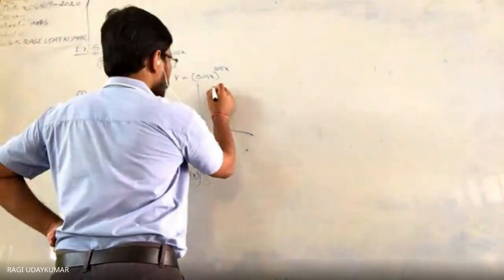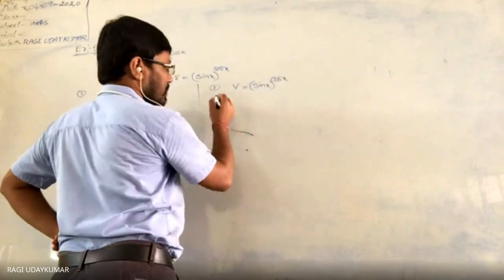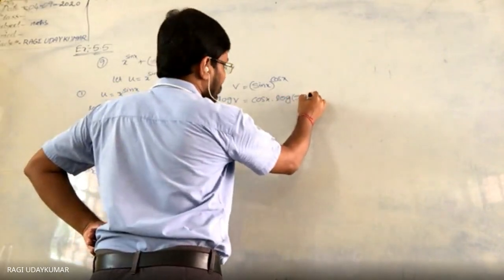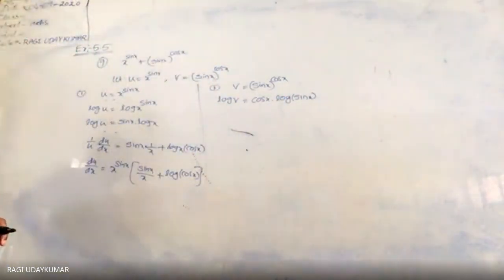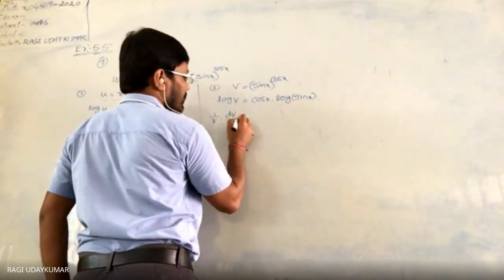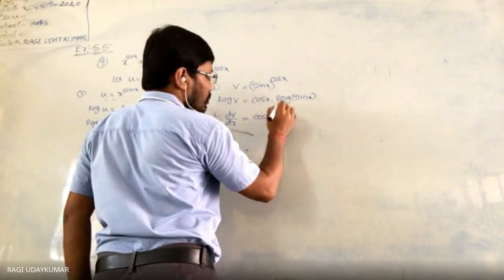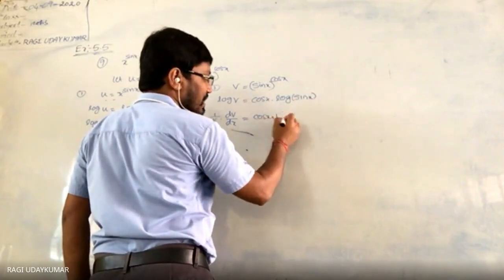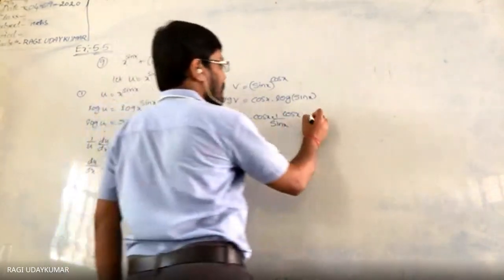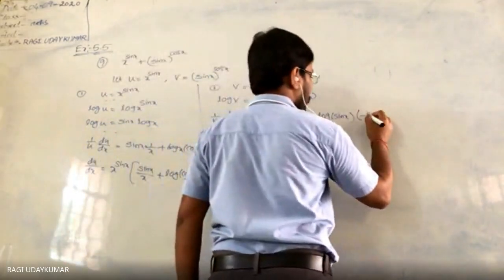Second one: v equals sin x to the power of cos x. Taking log, we get cos x into log of sin x. Here the logarithm contains another function. Differentiating with respect to x, 1 by v dv by dx equals cos x into differentiation of log, so 1 by sin x, but sin x differentiation again you need to do, that is cos x, plus log of sin x into differentiation of cos x, that is minus sin x.